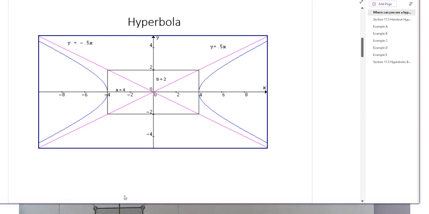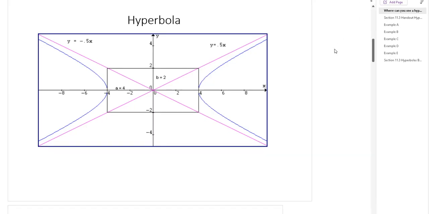Not quite as many applications that I'm aware of as the parabola, but for hyperbolas, there's the basic shape. Now we're going to end up drawing this kind of scaffolding here that you see, this rectangle and these diagonals. But the basic shape is just the two blue curves there. So where might you see that?